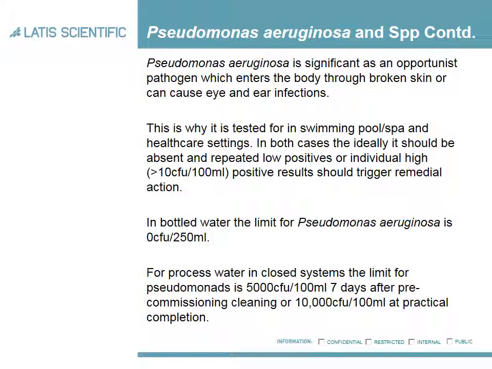If you're looking at processed water in closed systems, the limits for it for Pseudomonads rather than Pseudomonas aeruginosa are 5,000 CFU per 100 ml 7 days after pre-commissioning cleaning, or 10,000 at practical completion.